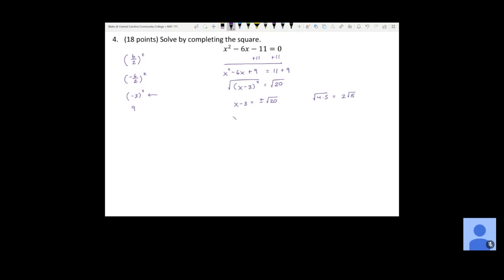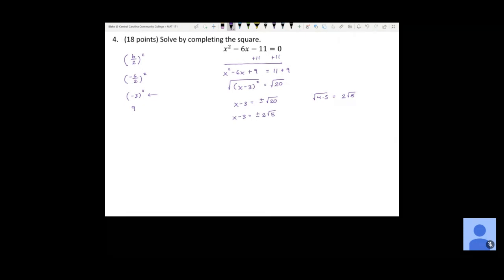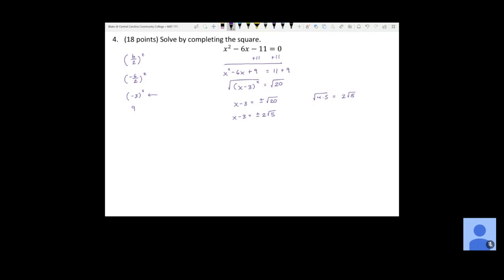And so now I'm going to have plus or minus 2 square root of 5 on the right-hand side. Okay. And so then our last step to get x by itself would be to do what? Good. Add the 3. So we're going to have x equals, and the order here really doesn't matter. I typically put my 3 first and then plus or minus 2 square root of 5. If you were to put the plus or minus 2 square root of 5 and then plus 3, that's perfectly fine also.